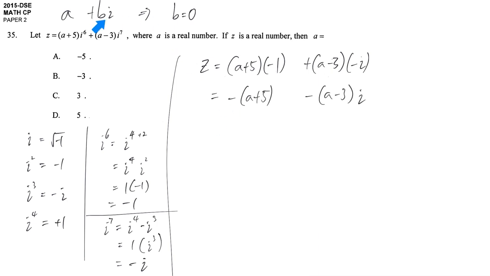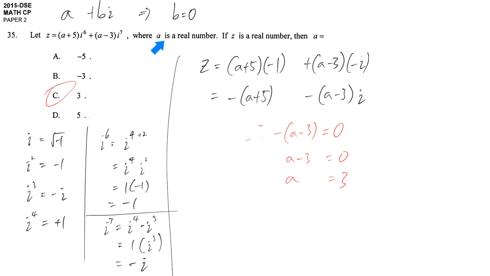Go back to our strategy: if we separate the real part and the imaginary part, then the imaginary part is 0 because they say it's a real number. Therefore, we draw the conclusion, -(a minus 3) is equal to 0. That means a minus 3 is 0, a is equal to 3. That's how we get the answer.